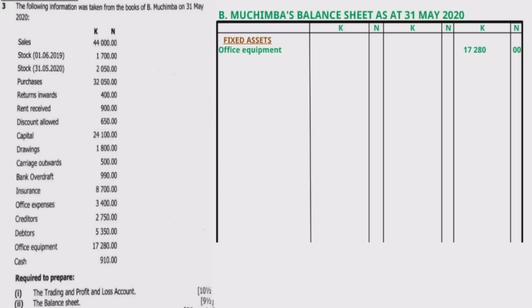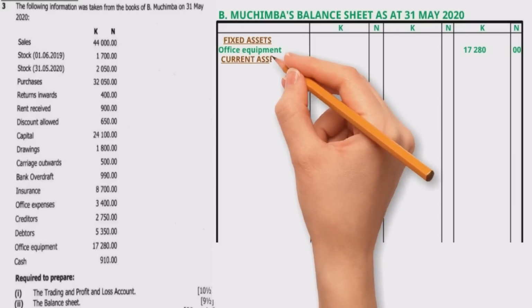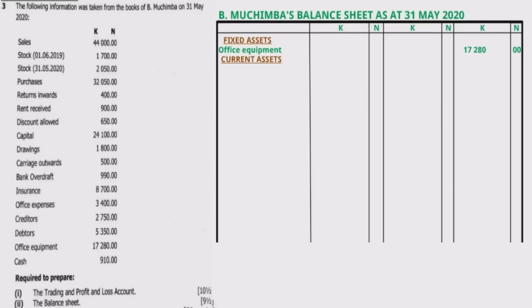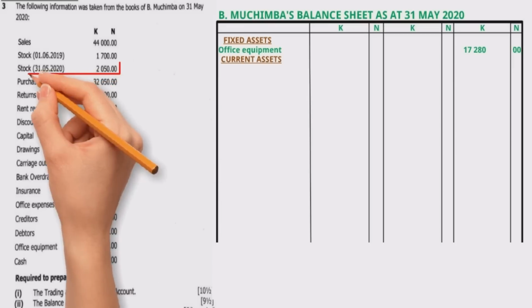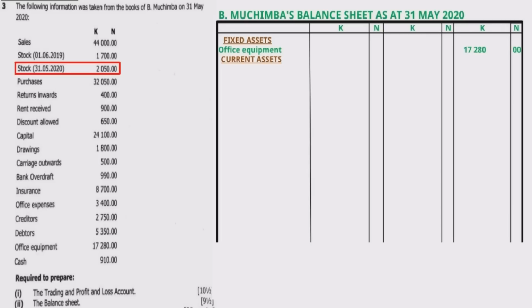Then I'm going to go to current assets. I'm going to write current assets like that. Then what are the current assets we have? We've got stock, that is stock for 31st May 2020. So I'm going to write stock 31st May 2020, which is 2,050 kwacha, that is the closing stock for May. Okay, so that is 2,050 kwacha.